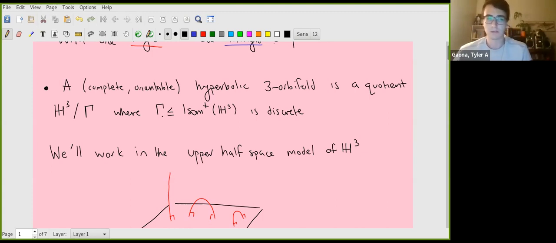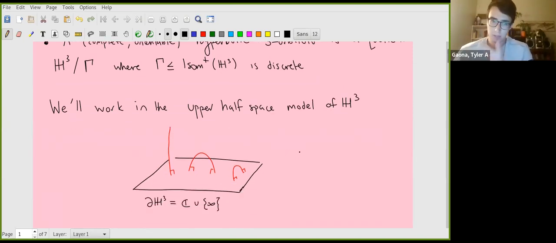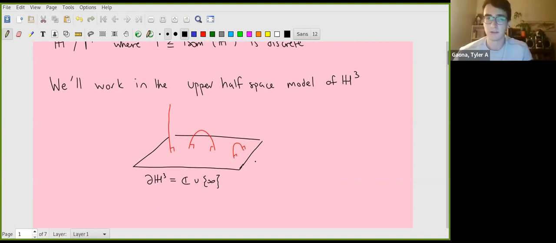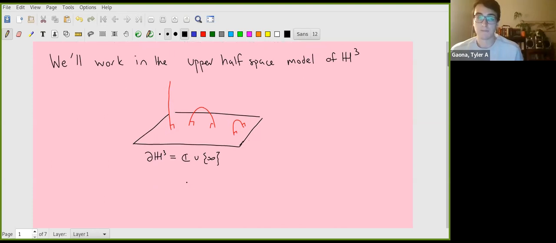isometries. And throughout this talk, we'll just think about working in the upper half space model of H3, which we can just think of as the set of points above the XY plane in three space. And with an appropriate metric, this set gives us a model for hyperbolic space. And in this model, geodesics are either vertical half lines or Euclidean semicircles perpendicular to this plane at the boundary of H3, which is really the sphere at infinity given here.